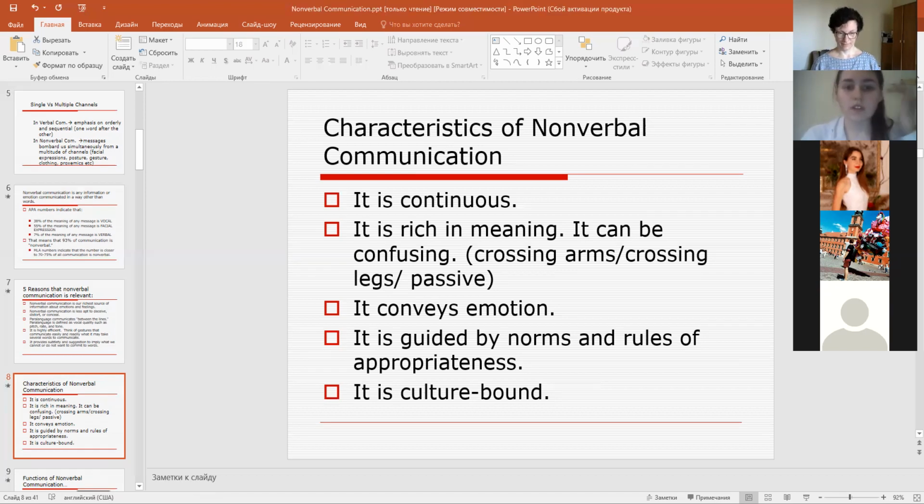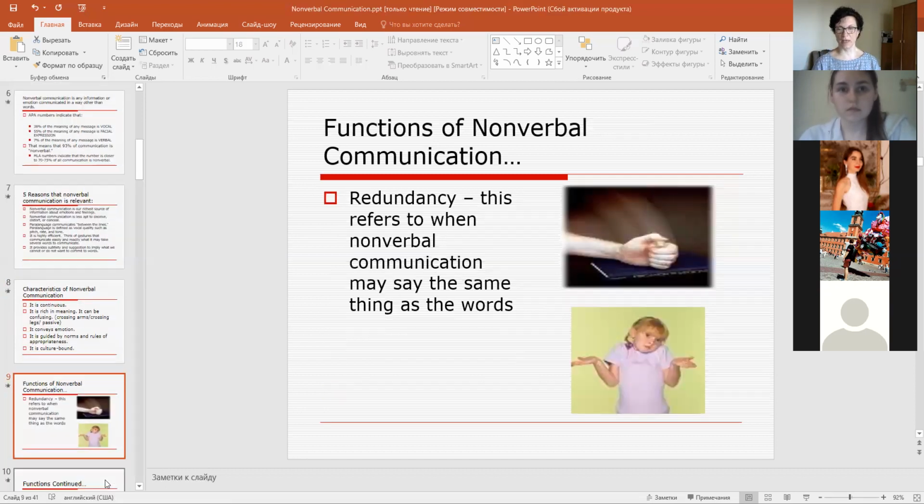Okay, it conveys emotion. It is guided by norms and rules of appropriateness, and it is culture bound. So that will be the topic of your presentations. We'll be discussing these differences in nonverbal communication, but not next Monday, but the Monday after it. Okay, good. Larissa, next.